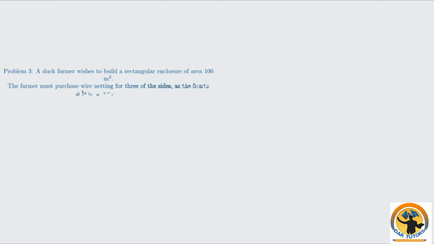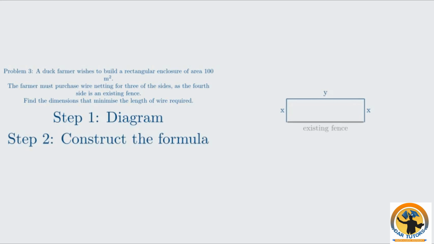Let's try one more example, this time from the exercise section. A duck farmer wants to build a rectangular enclosure of area 100 square meters. One side of the enclosure is an existing fence, so the farmer only needs to buy wire for the other 3 sides. We want to find the dimensions that minimize the length of wire needed. Step 1. Diagram. Let the sides adjacent to the existing fence be x and the side parallel to the fence be y. Step 2. Construct the formula.